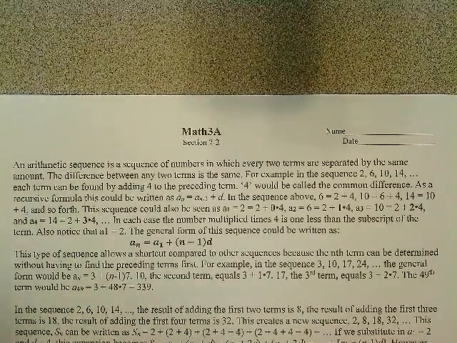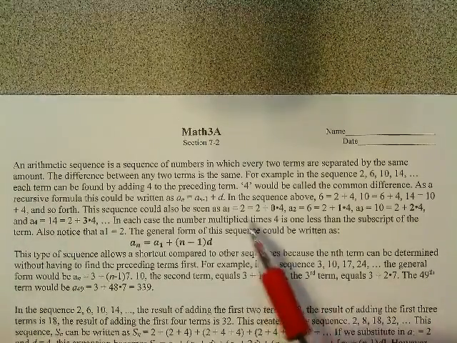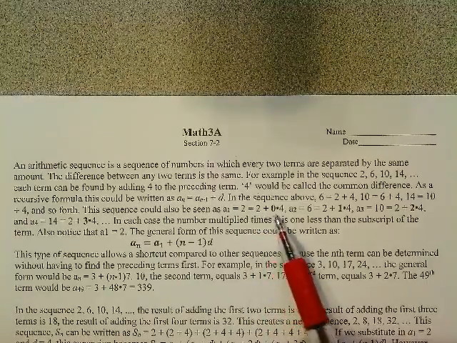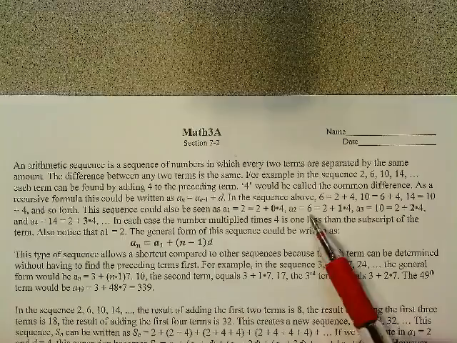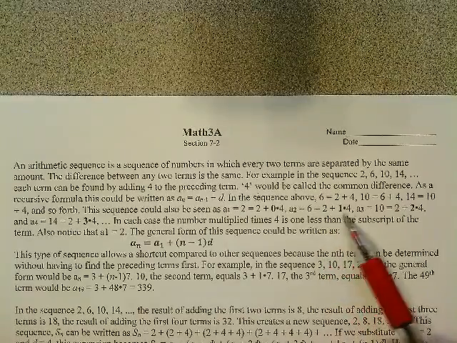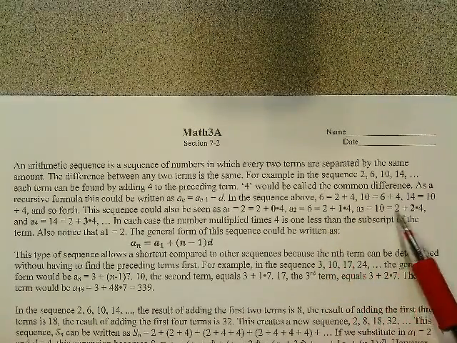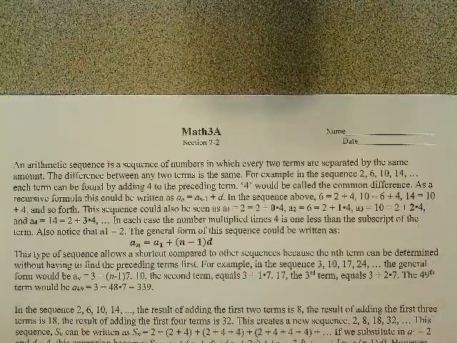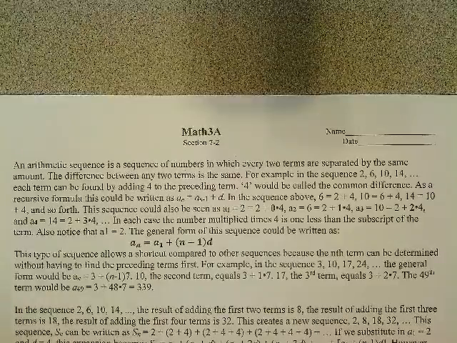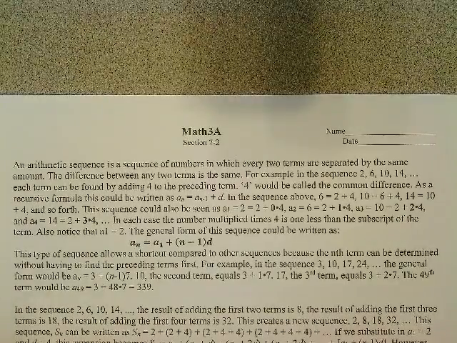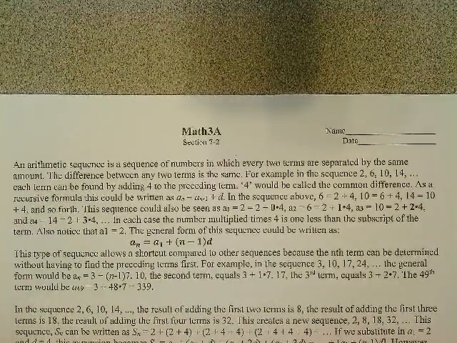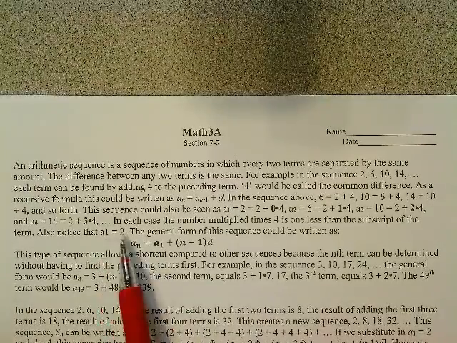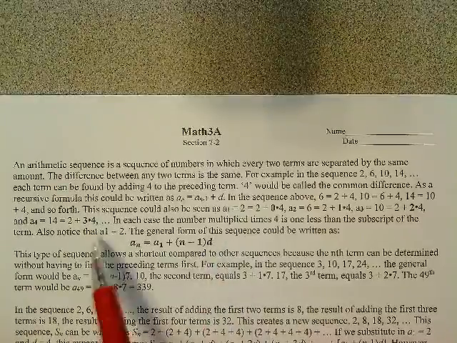This sequence can also be seen as A1 equals 2, which is 2 plus 0 times 4. A2 is 6, which is 2 plus 1 times 4. A3 is 10, which is 2 plus 2 times 4, and so forth. In other words, they're all multiples of 4 plus 2, and so we could write it in that form. Again, A1 is 2. This should be written down, by the way.